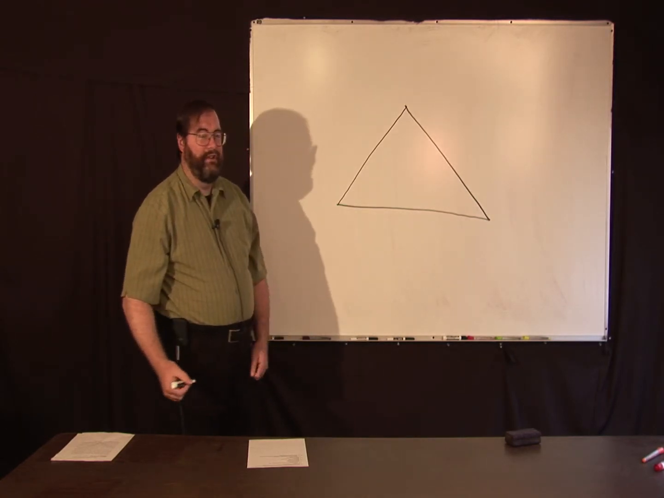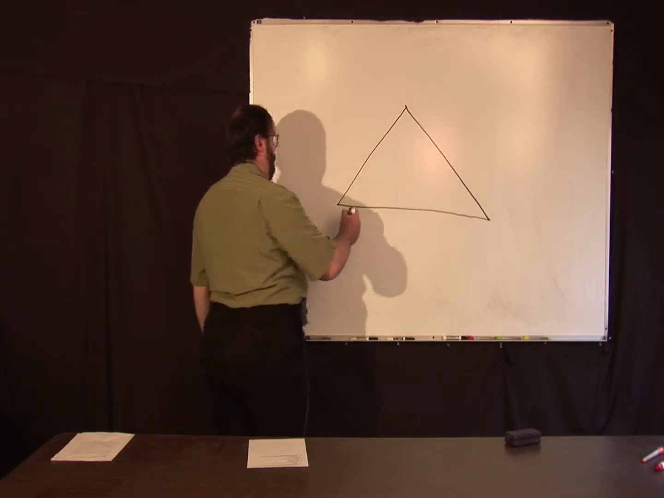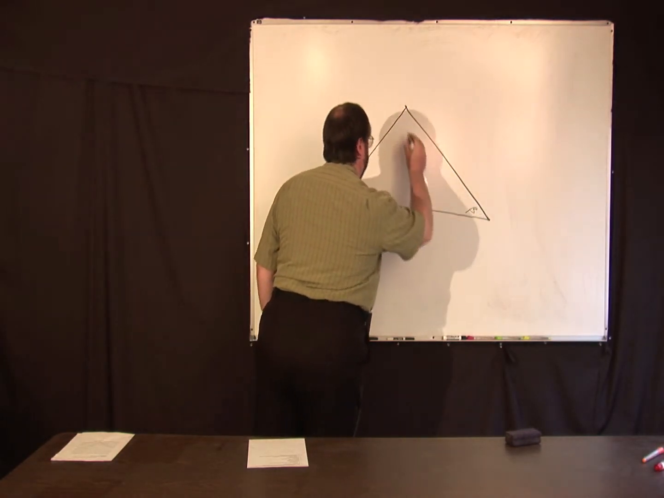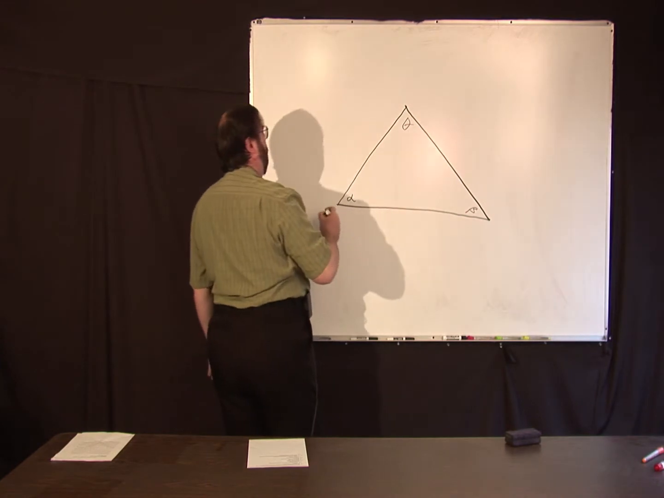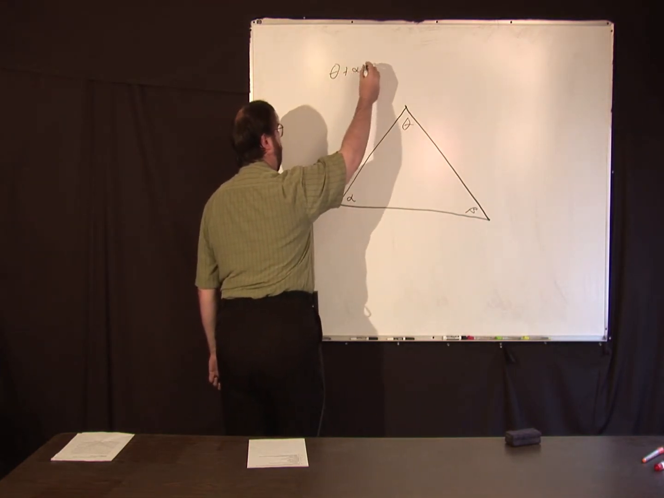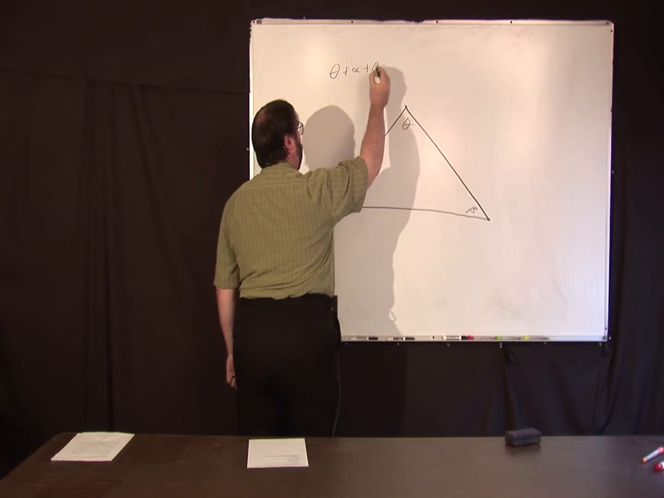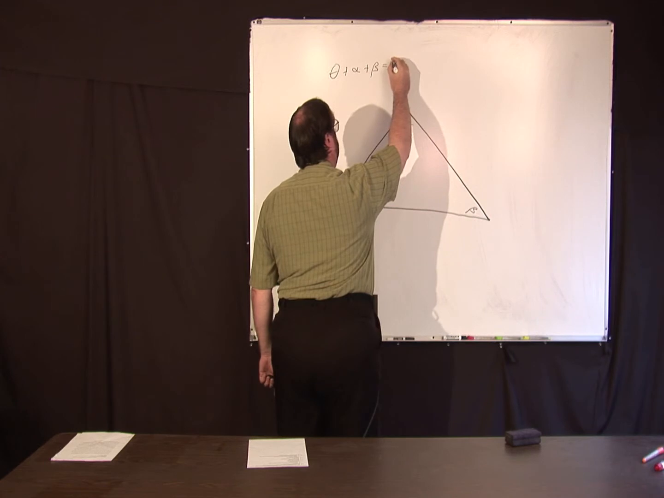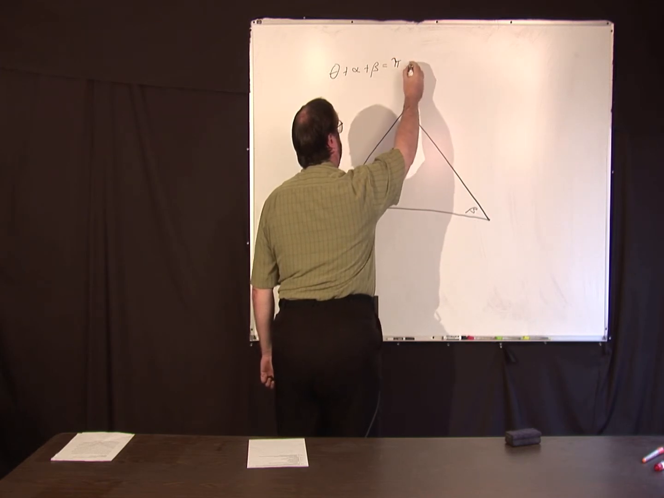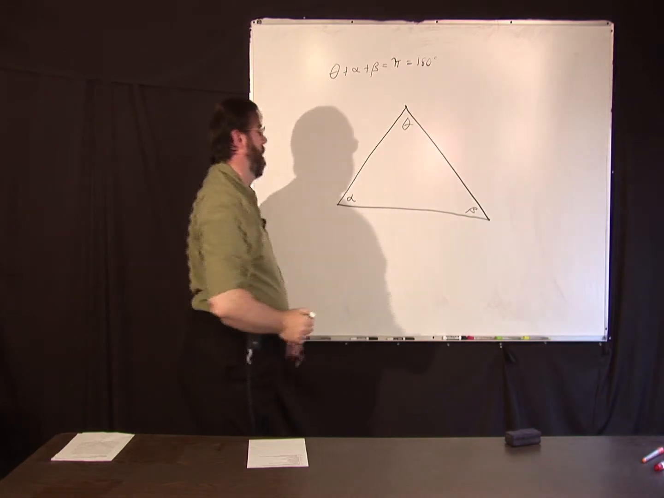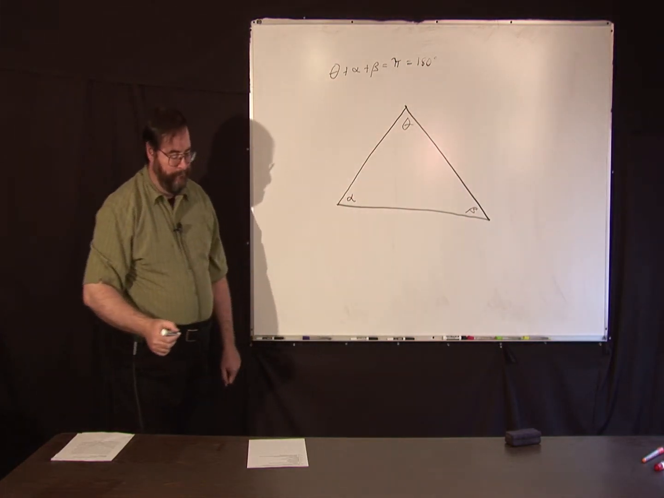We know from geometry that if you have three angles, let's say alpha, beta, and theta, then theta plus alpha plus beta equals pi radians, or 180 degrees. That's true of every triangle.